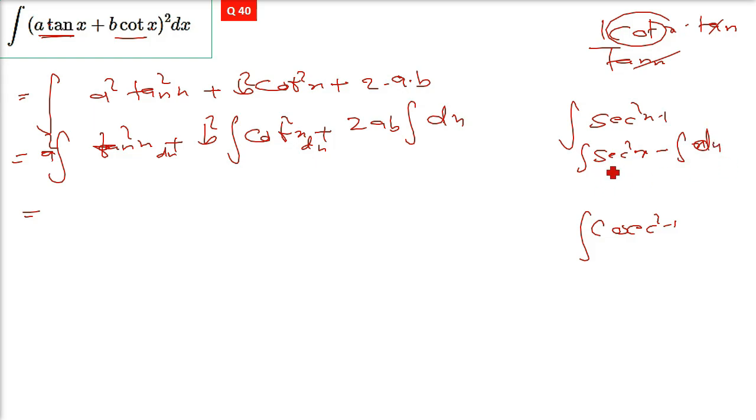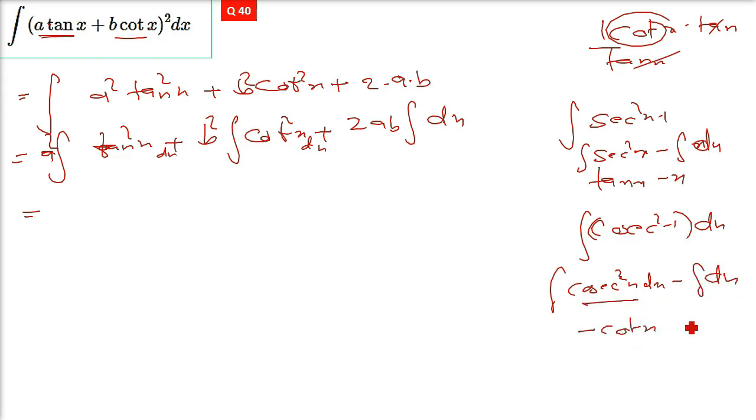Sec square x integration is direct. It is tan x. Integration of dx is x. Similarly here, cosec square x minus 1 dx. So cosec square x dx minus integration of dx. Cosec square x we have a direct result. It is negative cot x. Integration of dx is of course x.